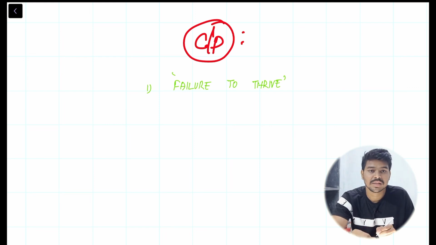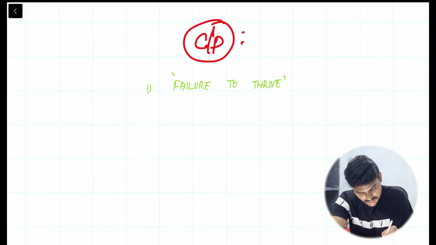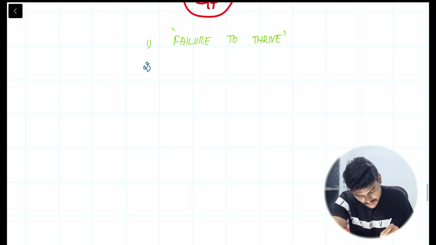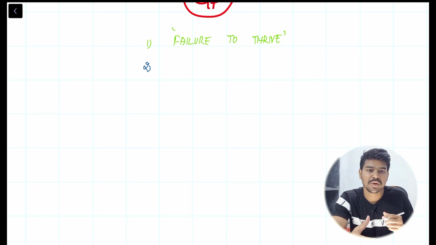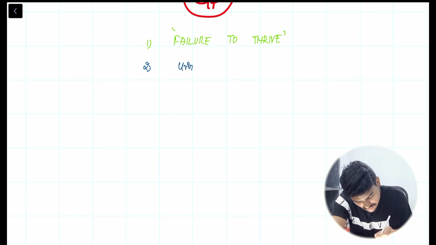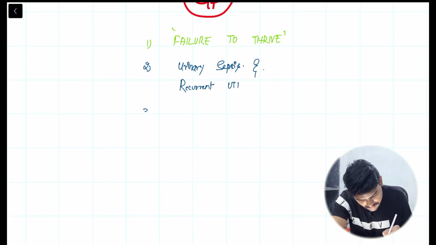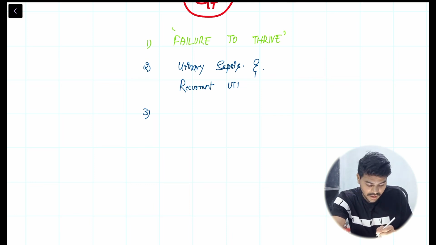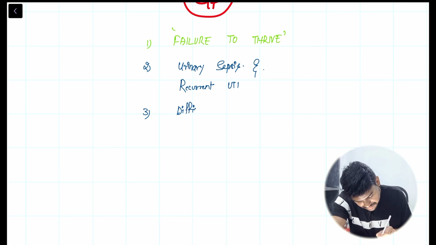It might be the only presenting symptom in most of the cases. But the child can also present with urinary stasis, since the baby can't empty the urine properly, and this urine might get infected. This will cause urinary sepsis and recurrent urinary tract infections. And this toddler or baby will have difficulty in passing urine.